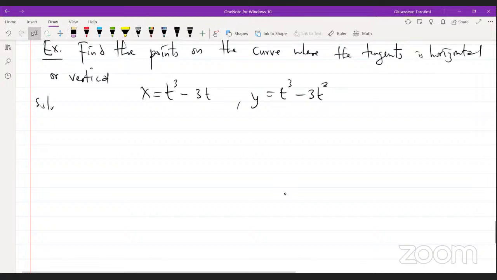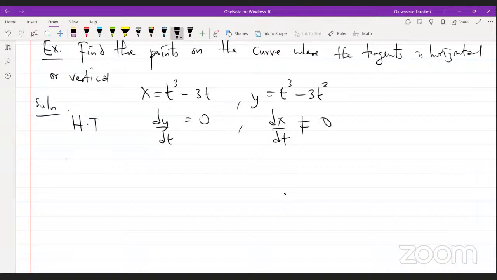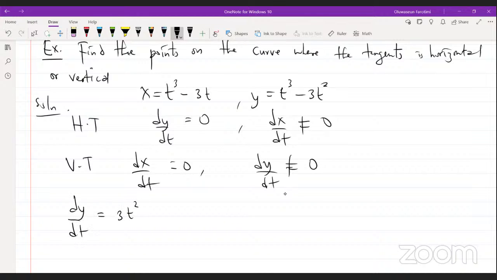Okay, so solution. Now remember we said horizontal tangent, we called it HT. For horizontal tangent, guys, what is the definition? We say dy/dt has to be 0, but dx/dt has to be non-zero. What about vertical tangent? We say dx/dt has to be 0, and dy/dt has to be different from 0. Either way, I need my first derivatives, right? 3t squared minus 3, and then divide it. This is the x of t, my bad.